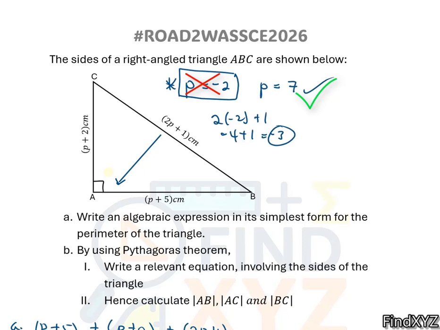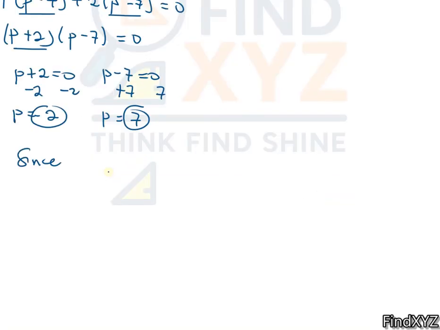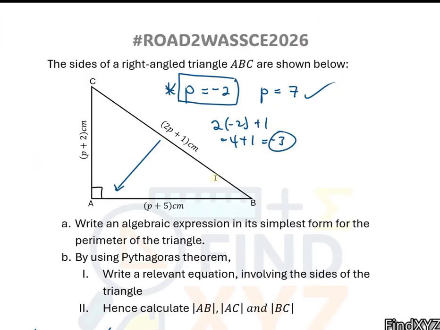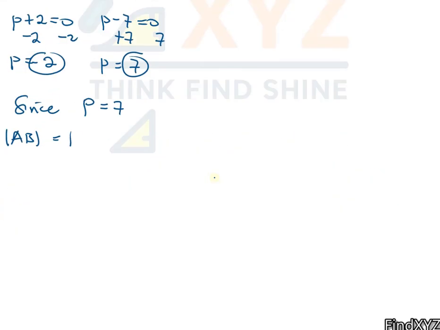And when you substitute these values in these expressions, it will help us find the length of all the sides. That is the last part: the length of AB, the length of AC, and the length of BC. So let's do that. Since we have concluded that p is equal to 7, let's find the length of AB. AB is p plus 5 centimeters. But what is p? p is 7. So 7 plus 5 will give us 12 centimeters. So the length of AB is 12 centimeters.